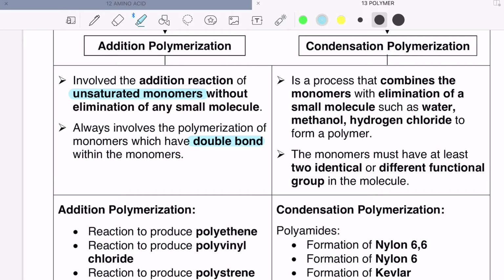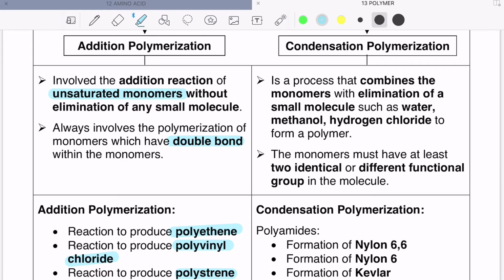Addition polymerization will produce polyethylene, polyvinyl chloride, polyester, and Teflon. So this is addition polymerization. For condensation polymerization, it is a process that combines monomers and involves elimination of a small molecule. Not necessarily water. It could also be methanol. It could be elimination of hydrogen chloride to form the polymer.